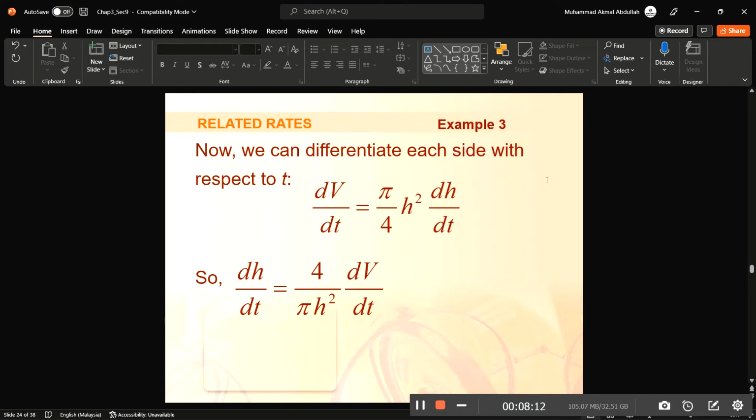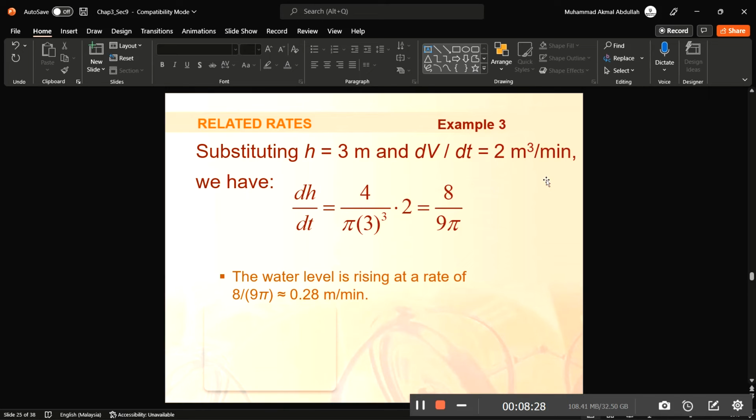Now we can differentiate each side with respect to t. Then we got dV over dt equal to pi over 4 h square dh over dt. So dh over dt we get 4 over pi h square dV over dt. Then we substitute h, which is 3 meter, and dV over dt is 2 meter cube per minute.